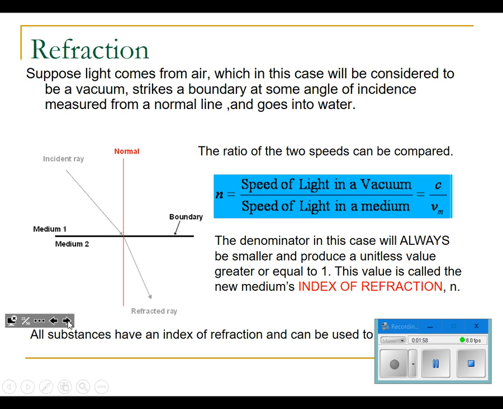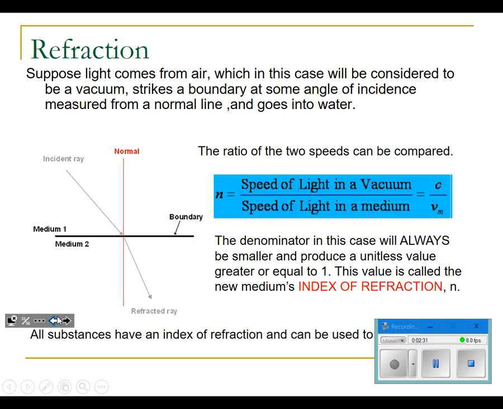The ratio of speeds can be compared by looking at the index of refraction. The formula for index of refraction is on your formula chart. It is listed as n equals c over v, where c is the speed of light in a vacuum, which is given on our formula chart as 3 times 10 to the 8th meters per second. And then v, the speed of light in the medium, is always going to be the lower one.